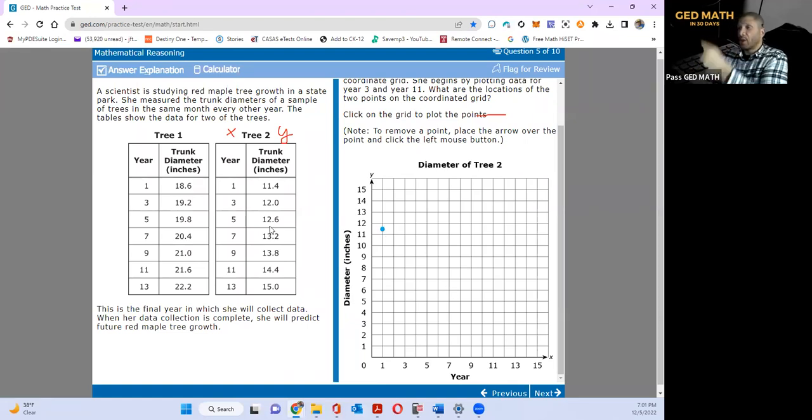Bam. The next point, oops, I'm sorry. Hold on. No, I'm not. See, I didn't read the whole thing. I'm rushing. See what happens when you rush? They want year 3 and year 11. So they want this point and this point. So 3 and 12, bam, first point. 11 and 14.4. Boom, done. Easy problem. That's an easy problem.